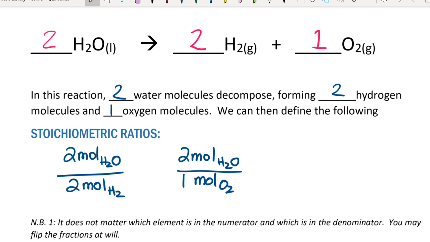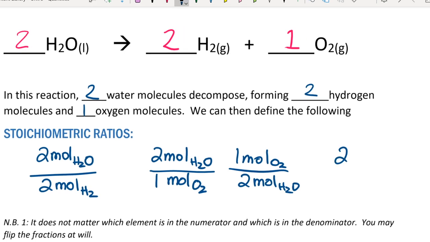By the way, it doesn't matter which one I put first. I could say for every 1 mole of oxygen, I get 2 moles of water. That's true too, right? Same information, just expressed in the opposite order. That's fine. What's another ratio I could put there? Any ratio that is true from this reaction. Yeah. Very good. For every 2 moles of hydrogen, we get 1 mole of oxygen.